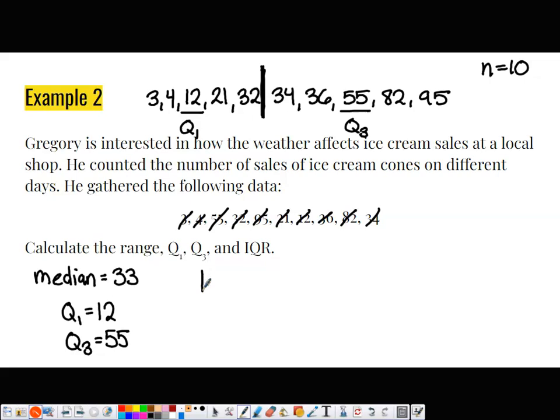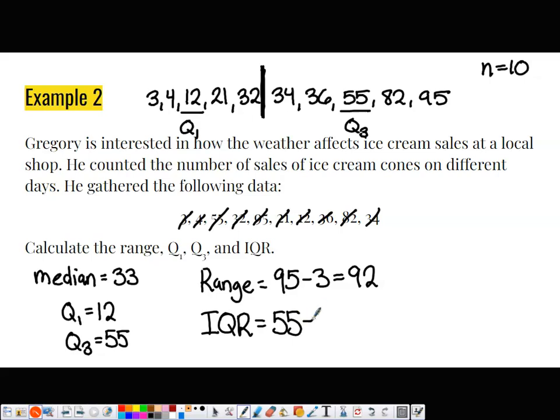Our range is just the biggest minus the smallest, so that is 95 minus 3, which is equal to 92. And then the IQR is Q3 minus Q1, so we have 55 minus 12, which is equal to 43. So there we have all our information.